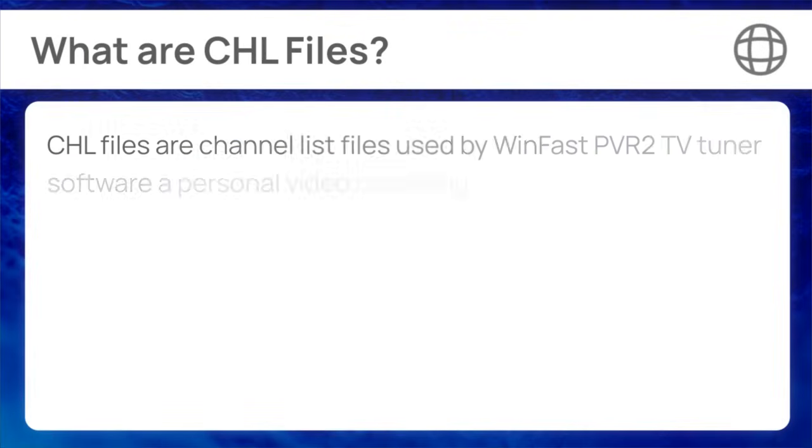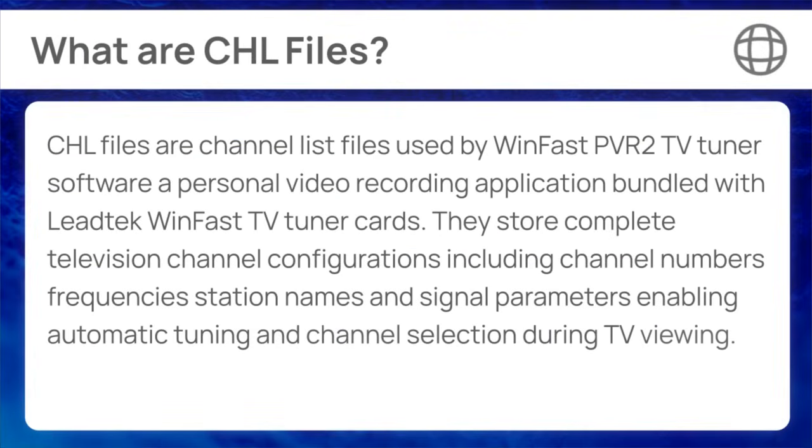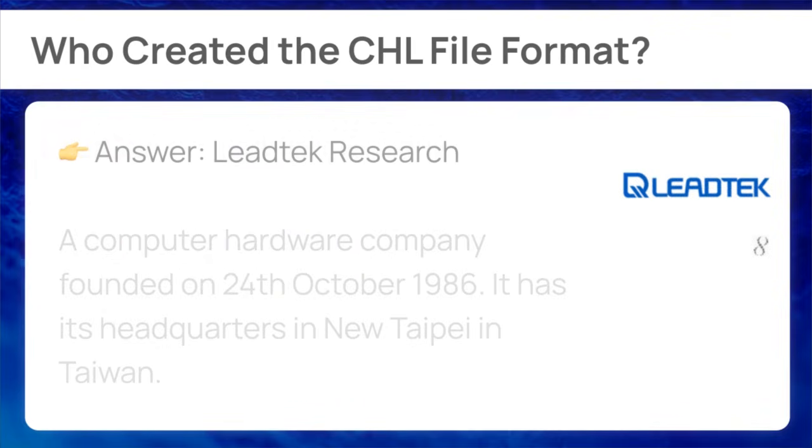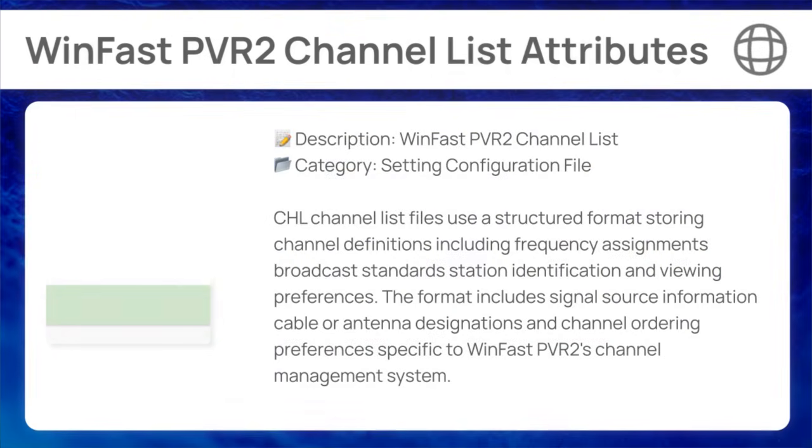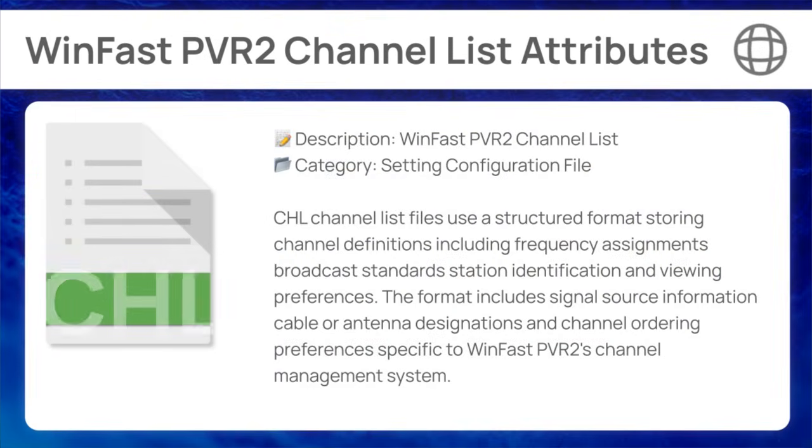CHL files are channel list files used by WinFast PVR2 TV tuner software, a personal video recording application bundled with Leadtek WinFast TV tuner cards. They store complete television channel configurations, including channel numbers, frequencies, station names, and signal parameters, enabling automatic tuning and channel selection during TV viewing. CHL channel list files use a structured format, storing channel definitions, including frequency assignments, broadcast standards, station identification, and viewing preferences.